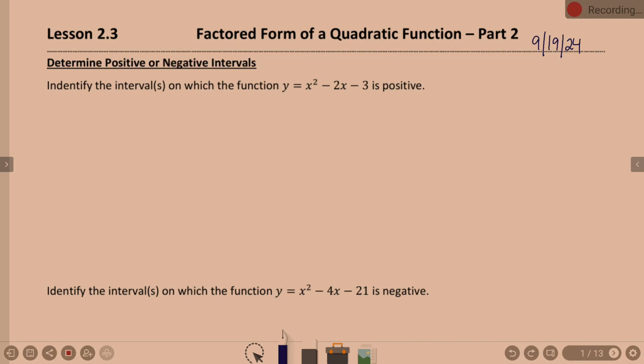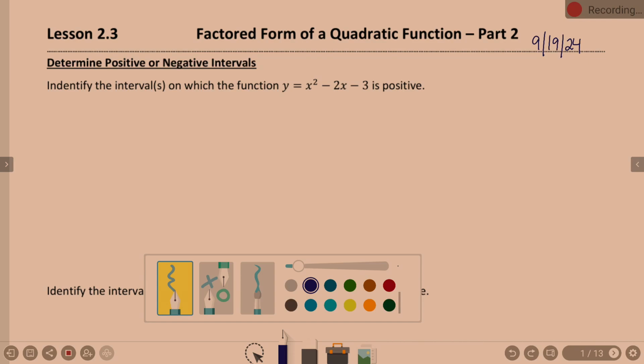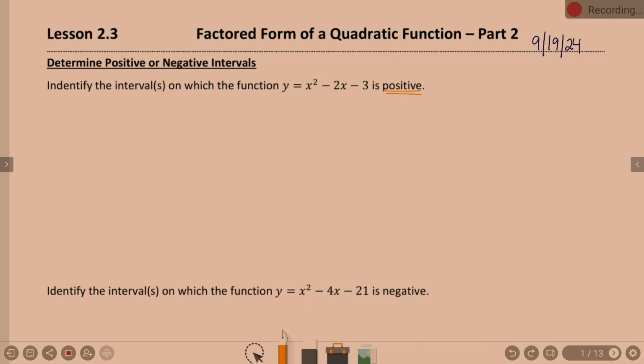Now, in order to do this, what we need to look at is the different intervals. What we're going to spend our time doing here is figuring out where our graph crosses the x-axis, and then in which sections it is positive and which sections it is negative. So, in this particular question, it is phrased as: identify the interval or intervals in which the function y equals x squared minus 2x minus 3 is positive.